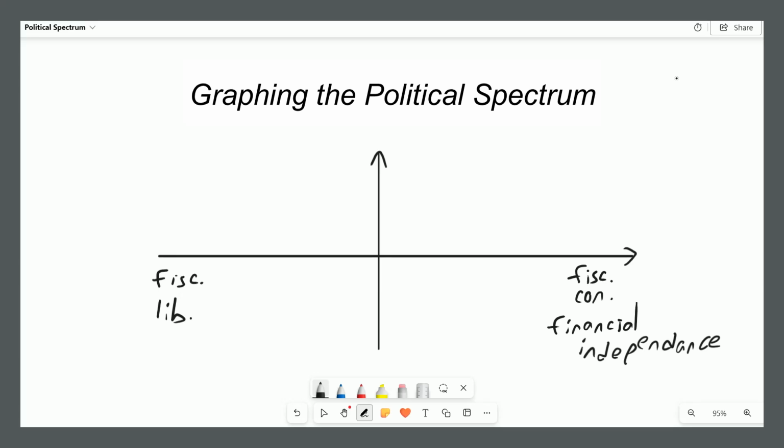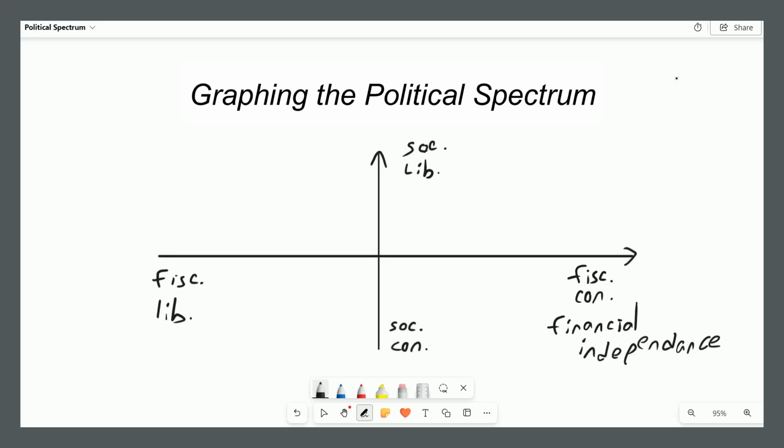The vertical axis typically represents social policies, with the upper part being socially liberal policies and the lower part being more socially conservative policies. And an easy way to think of this axis is that it represents the government's leniency with regards to social norms, as in ideological or behavioral norms.